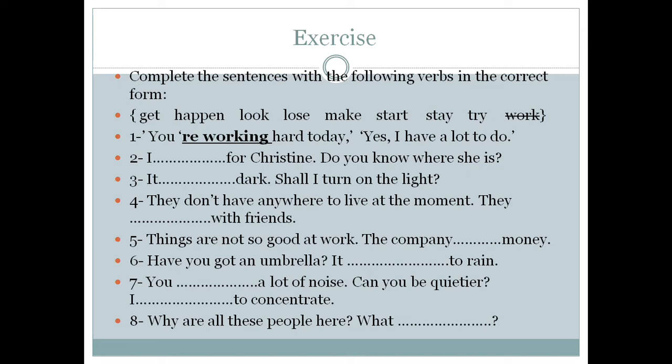Number 7. You a lot of noise. Can you be quieter? You a lot of noise. Here the auxiliary verb to be with you, present continuous here, verb to be, are. You are making a lot of noise. Make here ends in E. We drop the E when we add ing. Can you be quieter?